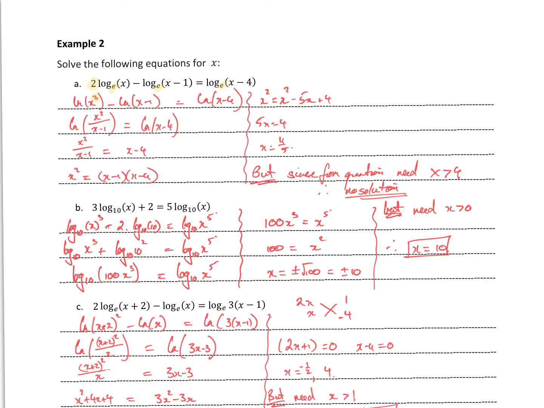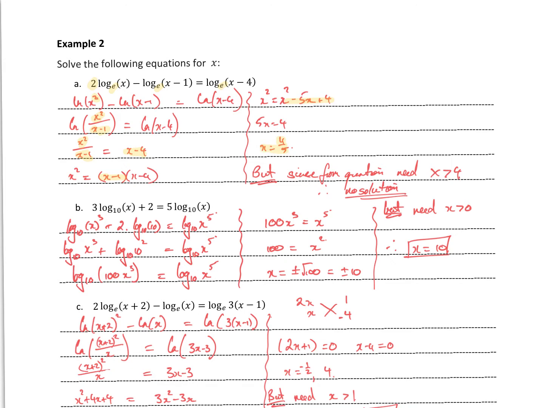If we subtract natural logs, we divide the actual expressions. So that's the equivalent of x squared over x minus 1. If I have natural log of that expression equal to natural log of another expression, we equate, and so both expressions must be equal. So this implies that x squared over x minus 1 has to equal x minus 4. Multiply the x minus 1 across, expand the terms on the right-hand side, so I'll end up with x squared equal to x squared minus 5x plus 4. Subtract the x squared, so I end up with 5x equal to 4, so x is equal to 4/5.